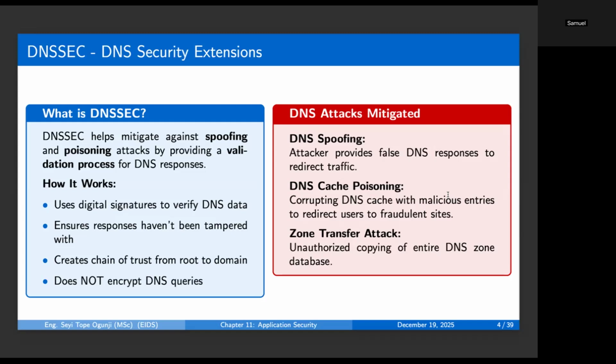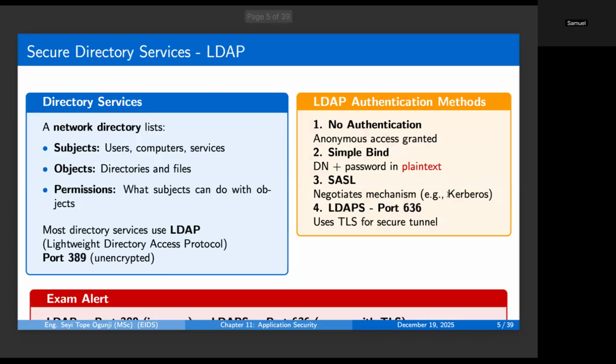Now, we need to take note of this. DNSSEC does not hide questions. It just makes sure that the answers are correct. So that's what it does. It ensures that any answer that is given is a correct answer, because it would have protected against DNS spoofing, DNS cache poisoning, and DNS zone transfer attack.